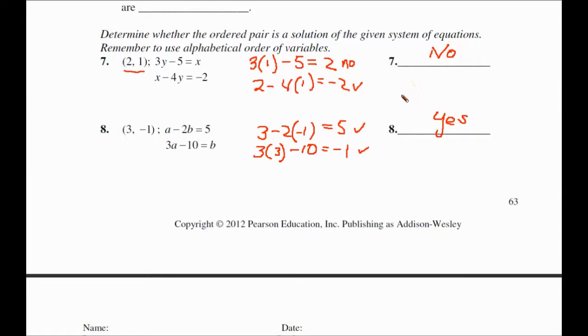I guess I let it run, and you saw that I had a little error when I did this one, but this one should be a positive 3 and a negative 5 is a negative 2, and this has a positive 2 there. So this one is not true, and this one is true.